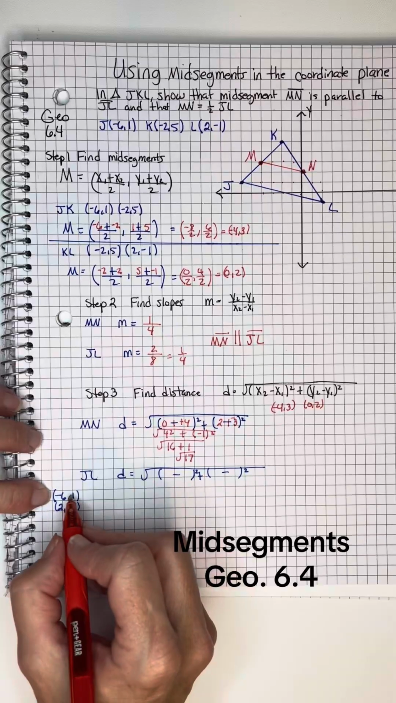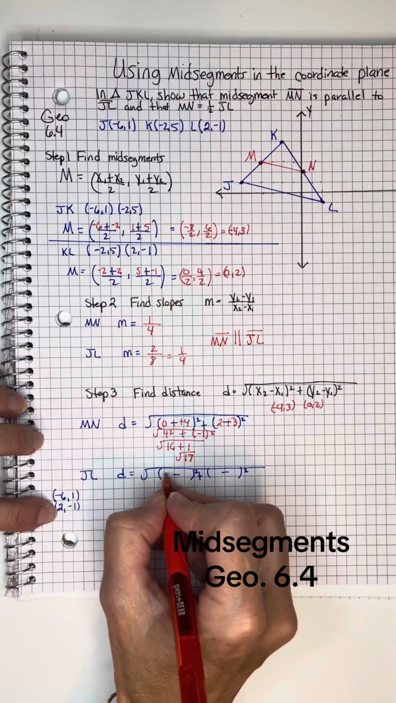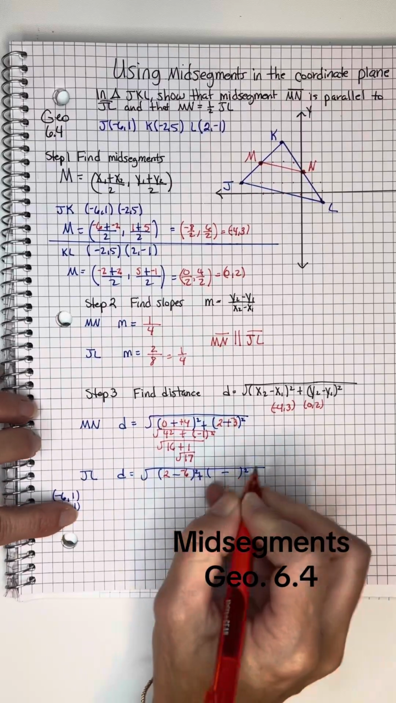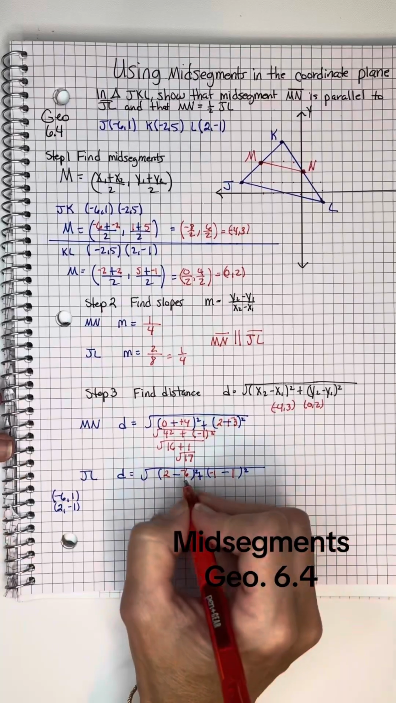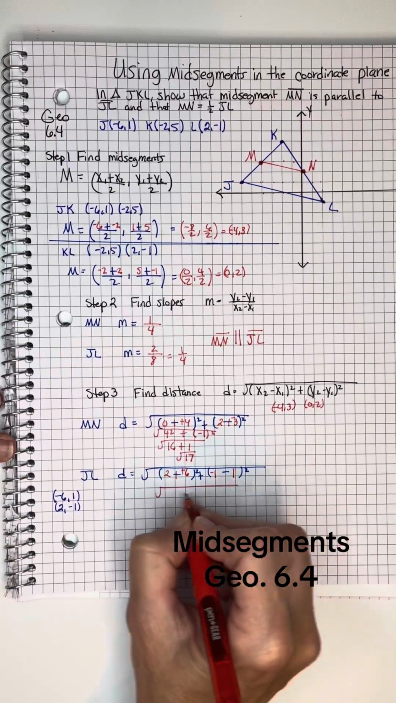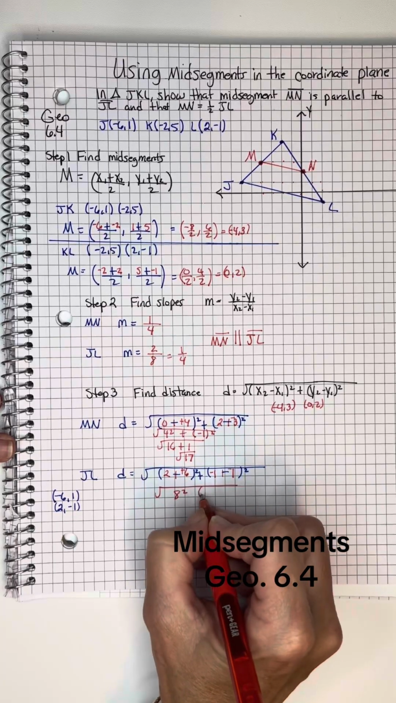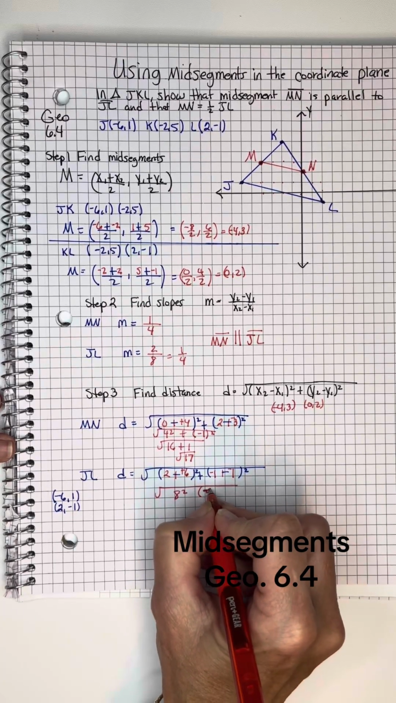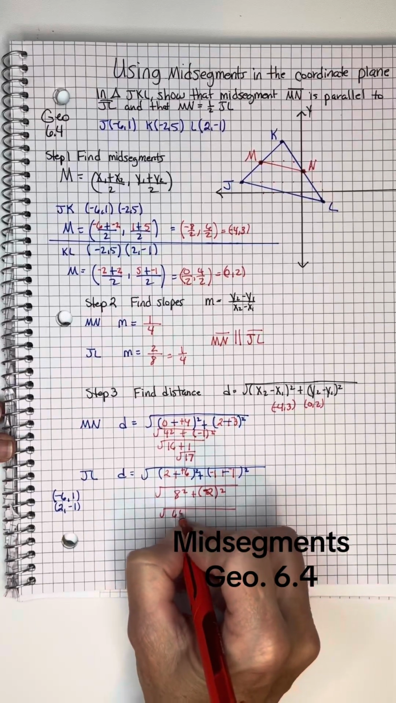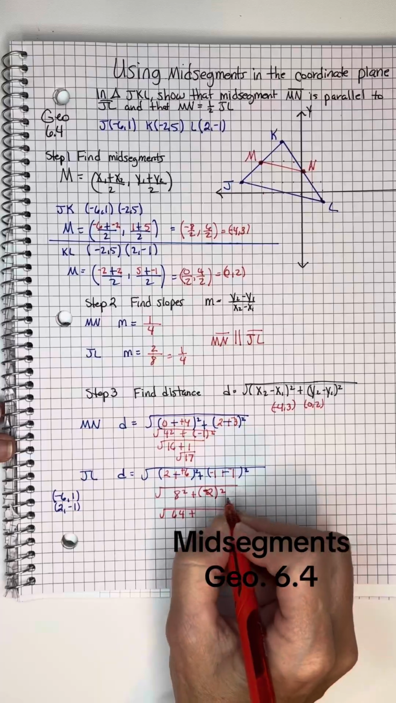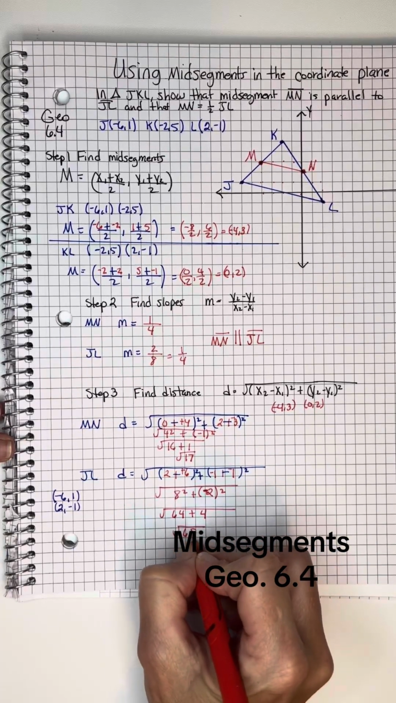Now the JL ordered pairs, they just came from up here. The x2 and x1 is 2 and -6, and y2 and y1 is -1 and 1. So when I add the opposite here, I end up with 8 squared, and then -1 minus 1 is -2, -2 squared. So 8 squared is 64, plus -2 squared, -2 times -2 is 4. So I end up with the square root of 68.